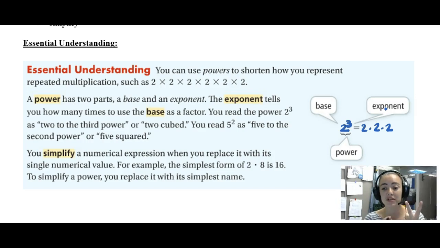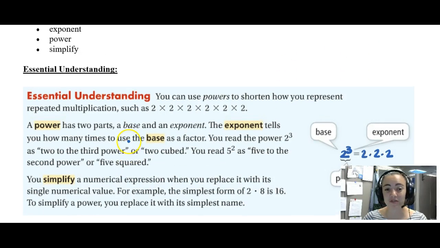So it has two parts. The parts are the exponent, that little number at the top that tells you how many times to multiply that larger number, the base. That's 3 of your keywords.